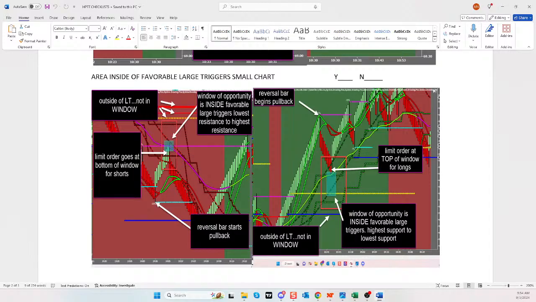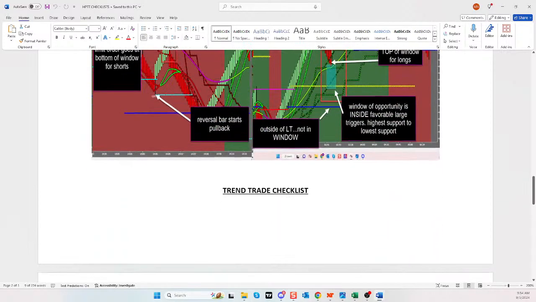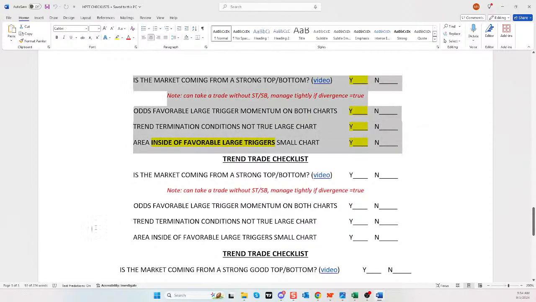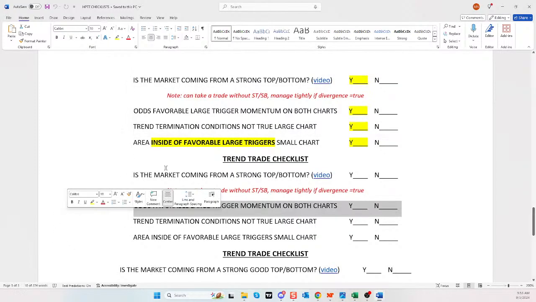So what you're doing is, as you're taking your pictures, you have a cheat sheet to make sure that you're taking the correct pictures. And if you're still not sure, then you need to be posting in the room and asking questions. And then the second page is the checklist, the trend trade checklist. It's the exact same thing. Print this out, put it on your desktop. And I'm going to encourage you guys, write these rules on your chart.